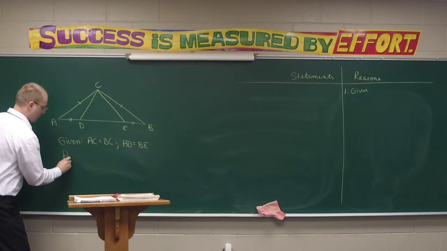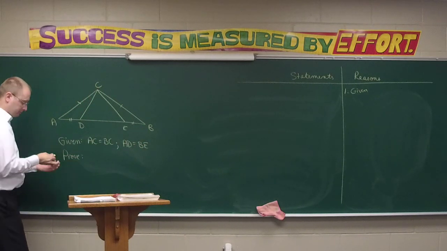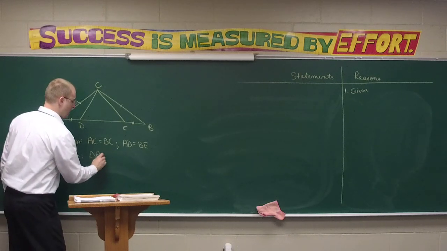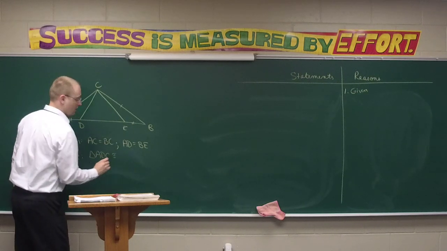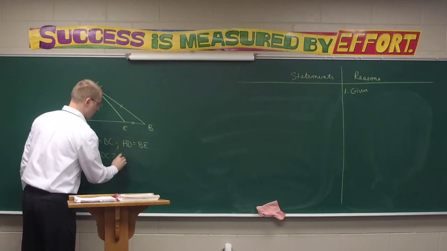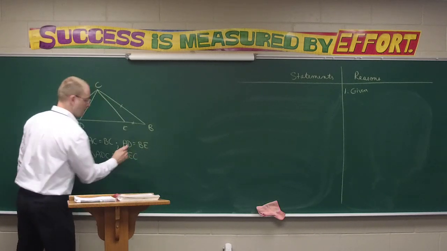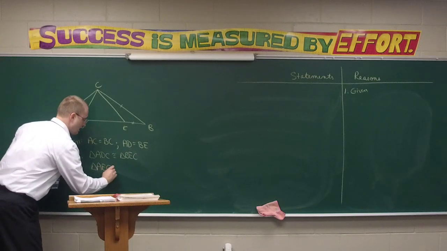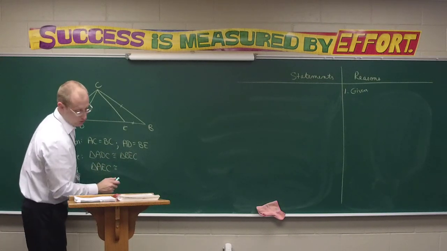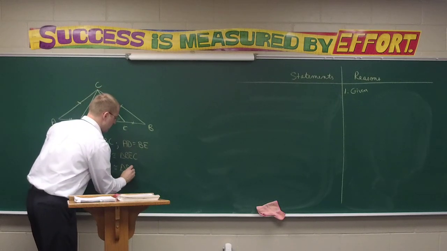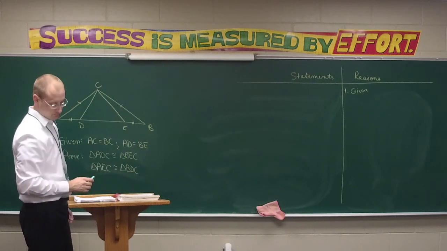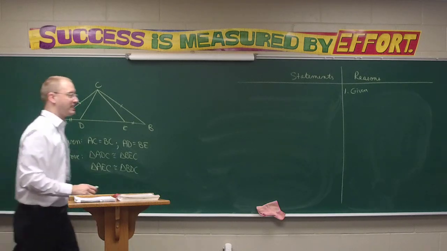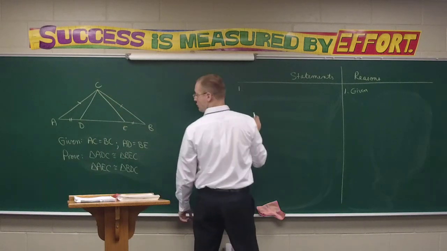Two things we want to prove. First of all, let's prove that triangle ADC is congruent to triangle BEC, and then also prove that triangle AEC is congruent to triangle BDC. All right, let's get this down. 2 columns, statements, reasons. Get down your first statement and your first reason.